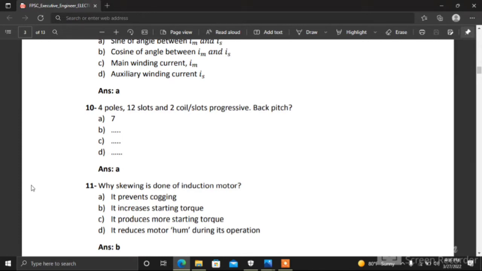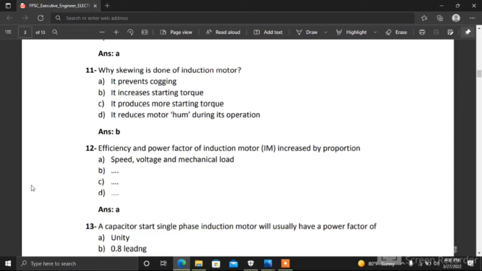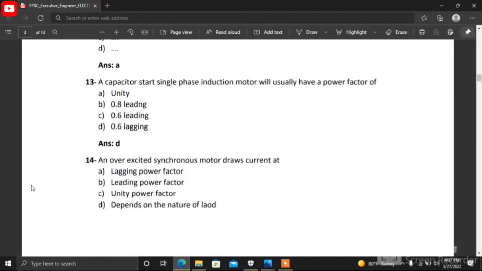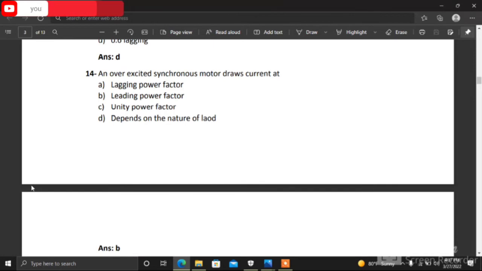Why is skewing done in an induction motor? The correct option is B. It increases the starting torque. Efficiency and power factor of an induction motor increase with the proportion of speed, voltage and mechanical load. Correct option is A. A capacitor start single phase induction motor will usually have a power factor of, correct option is D, 0.6 lagging. An overexcited synchronous motor draws current at, correct option is B, leading power factor.